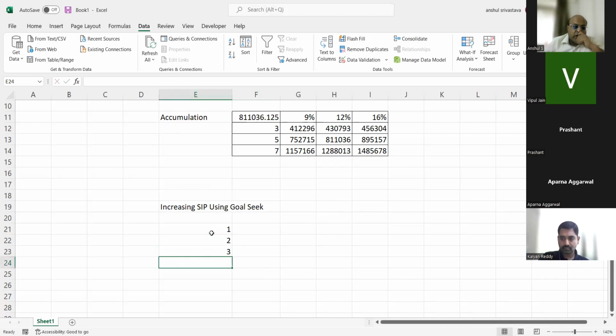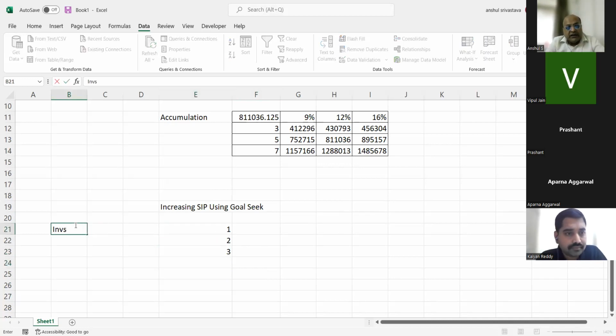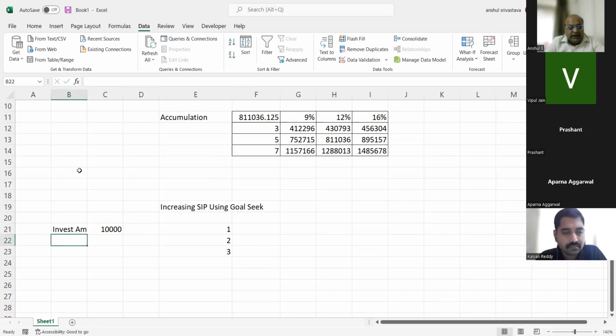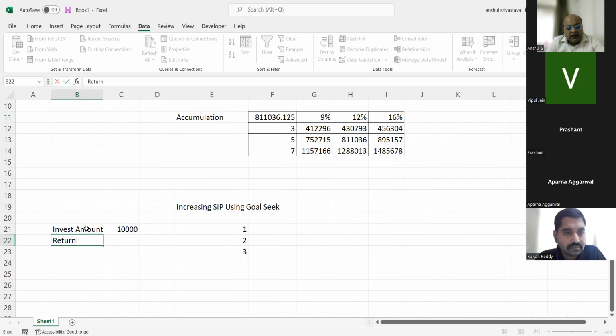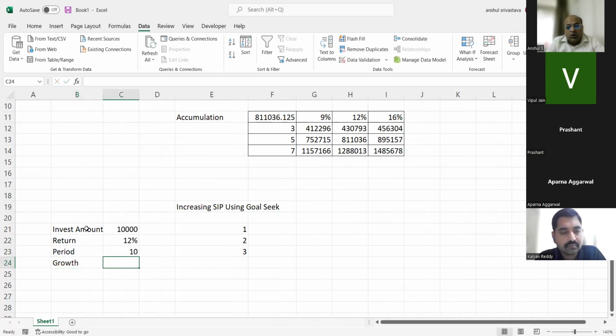See this. Let's say the investment amount is 10,000. The rate of return would be, let's say, 12% only. Period is 10 years. And the investment growth would be, let's say, 10%, if it is increasing at 10%.